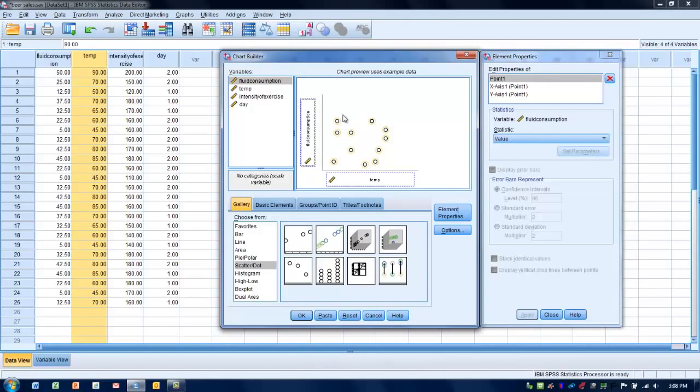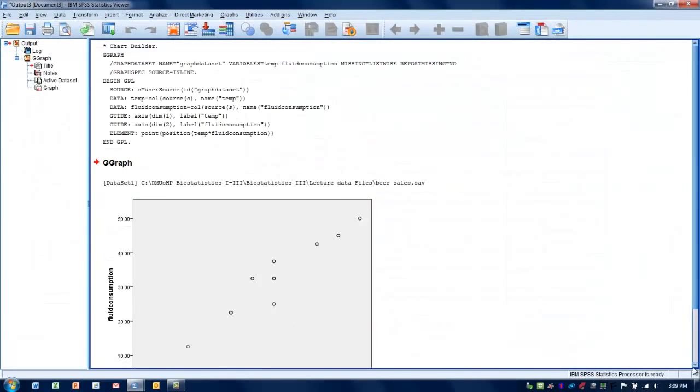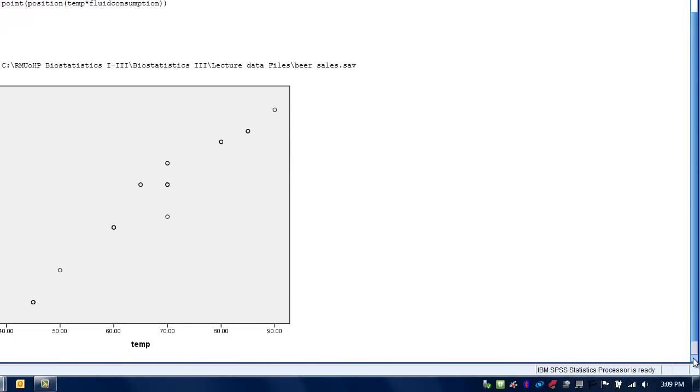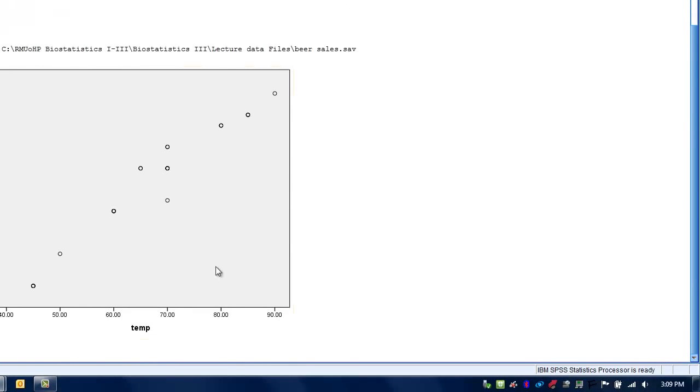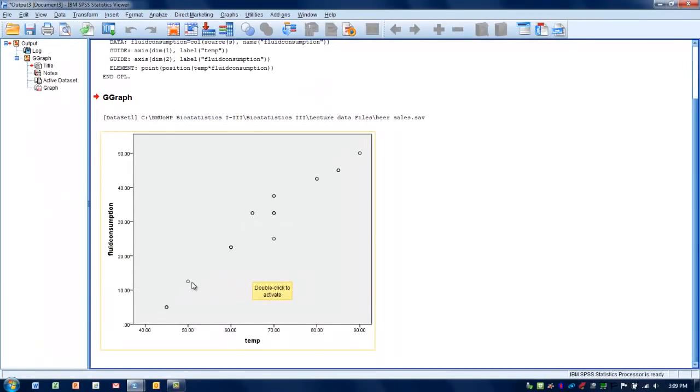Okay, now don't fear, this isn't actually what the scatter plot's going to look like. This is just a representation here. So once we've moved our variables over into their respective spots, we can click OK. And now in our output, we'll actually see the true scatter plot for those two variables. As we look at this scatter plot, there's a few things we can look at. Each of these dots represents the convergence of the two data points. So here is temperature converging with the average fluid consumption.